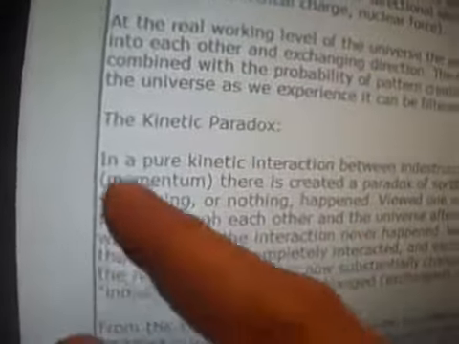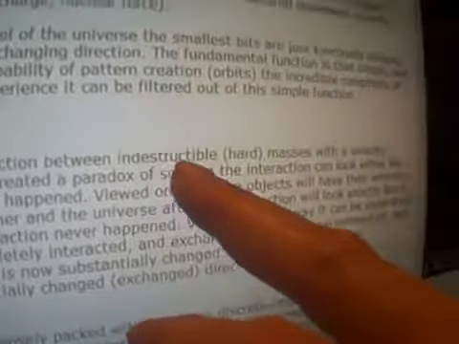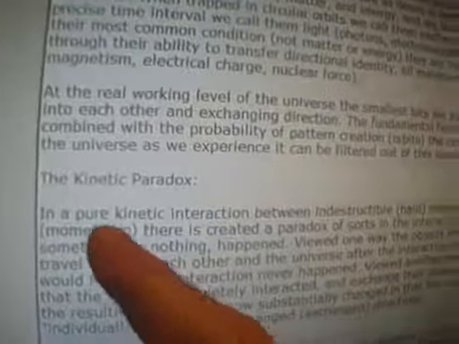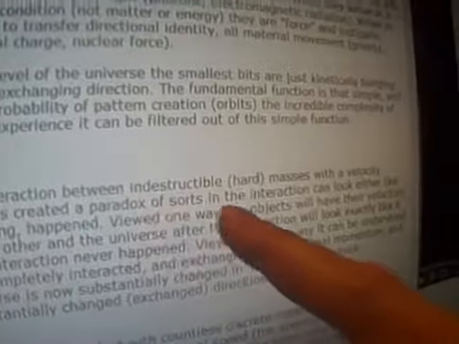Alright, so the kinetic paradox. In the pure kinetic interaction between indestructible hard masses with a velocity, a momentum, there is created a paradox of sorts, in that the interaction can look either like something or nothing happened. So I've used the example of an X, and you can look at the X two ways: the two things at the bottom went into an interaction and went right through each other and just went right on where they were going in a straight line. Or the two things interacted and catastrophically changed each other's destiny.